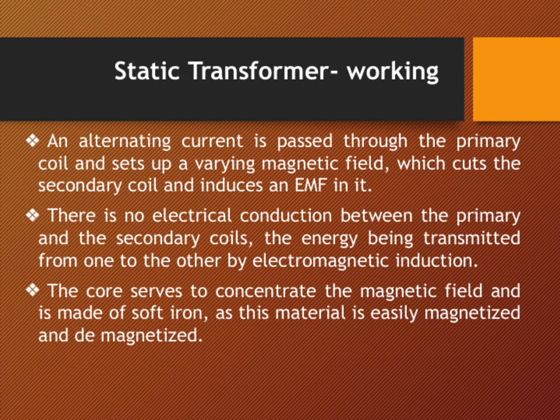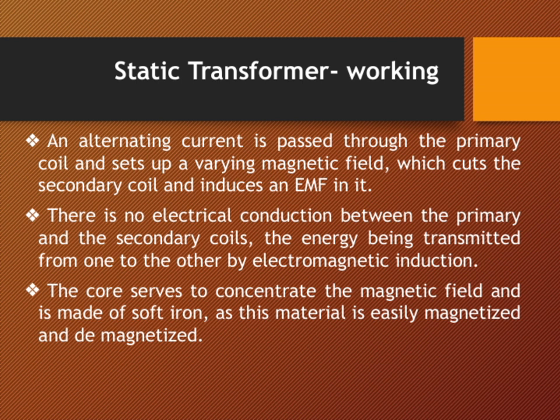Let's break down how a static transformer works. When an alternating current flows through the primary coil, it creates a magnetic field that varies with time. This changing magnetic field then cuts through the secondary coil, which induces an electromotive force, or EMF, in it. What's important here is that there's no direct electrical connection between the primary and secondary coils. Instead, energy is transferred through this magnetic field via electromagnetic induction. This is a key concept that differentiates transformers from other electrical devices. Now, to make this process efficient, we use a core, usually made of soft iron.